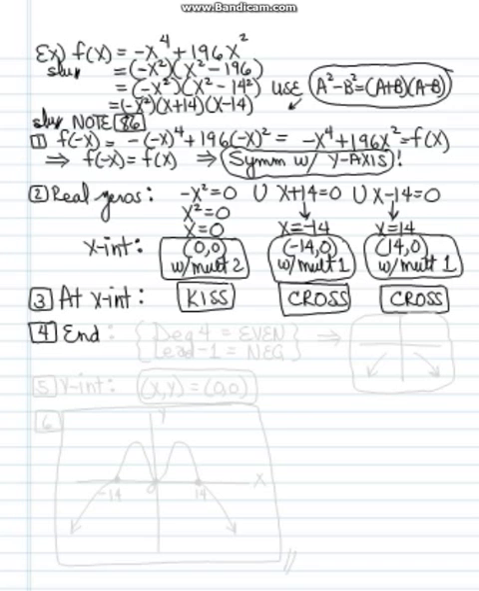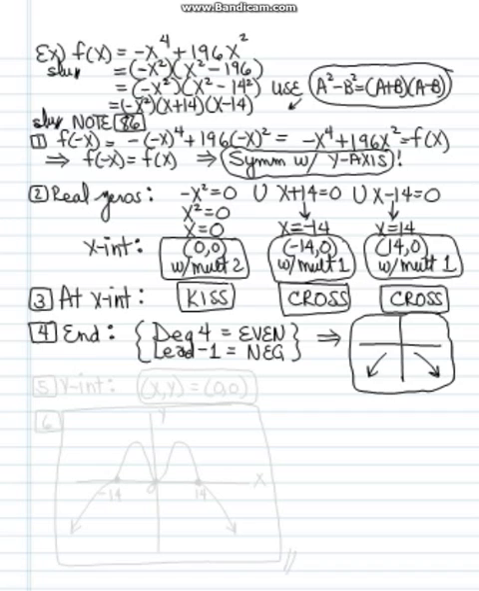Now let's look at the end behavior. We notice that this is a degree 4, which is even. And the lead coefficient, the number multiplying the highest power, is a negative 1. So that's negative. So we put those together. An even degree with a negative lead coefficient means the end behavior will look like this. Okay, keep that in mind. That's what we expect to see at the end.